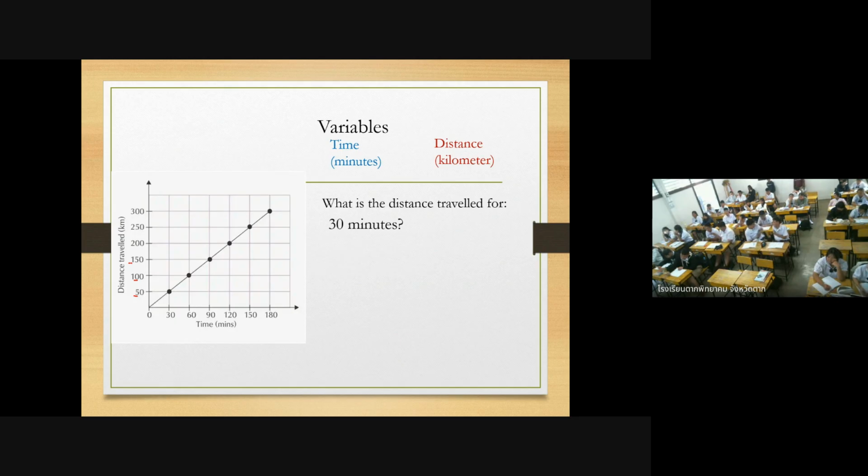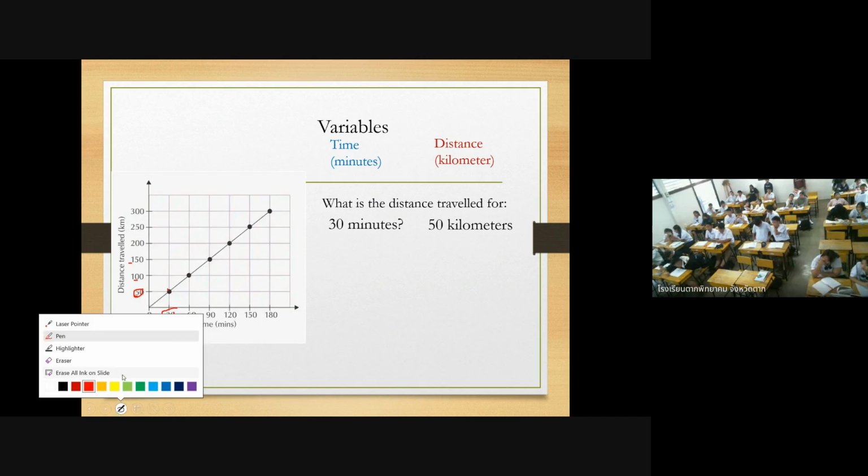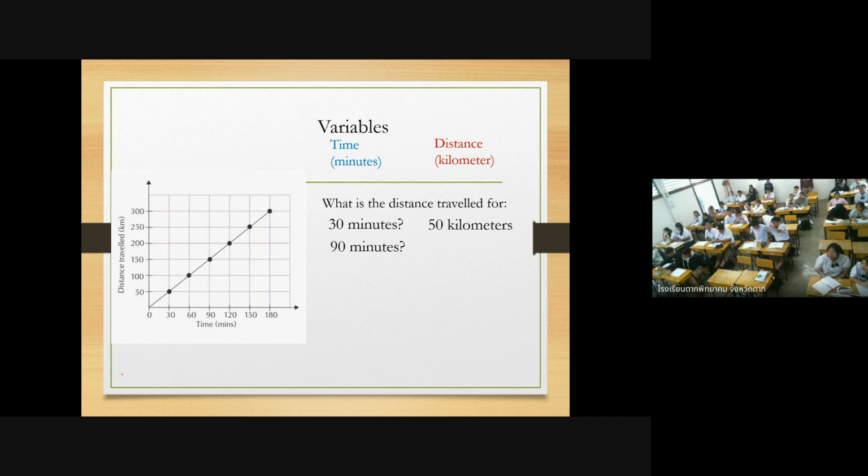Now, what is the distance traveled for 30 minutes? How many kilometers? 50 kilometers. Very good. Why? Again, we're dealing with 30 minutes. This point, right? And what is it in distance? 50. Now, the distance traveled for 90 minutes.